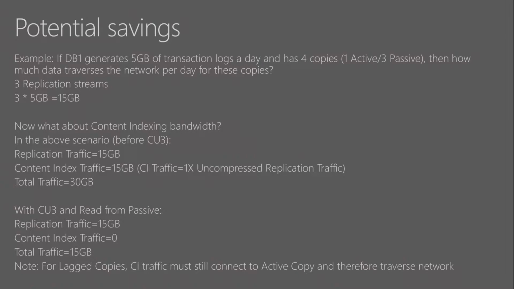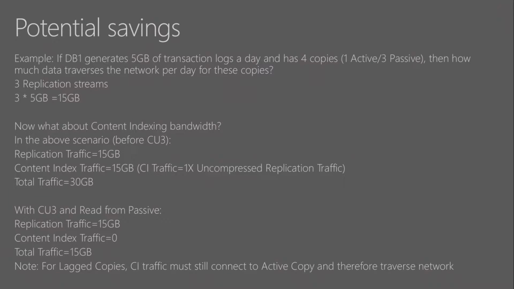But say DB1 generates 5 gig of transaction log a day, and it has 4 copies. Like the example I just gave, there's going to be 3 different replication streams there. So 15 gigs are going to traverse the network a day just for the one database. So before CU3, with the content indexing traffic, you could expect about 15 gigs worth of indexing traffic as well, so 30 gigs. With CU3, read from passive, you can eliminate the content index traffic entirely.